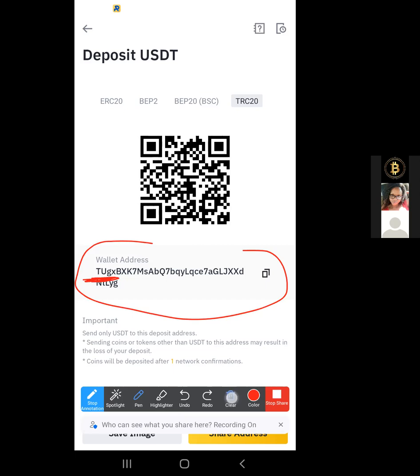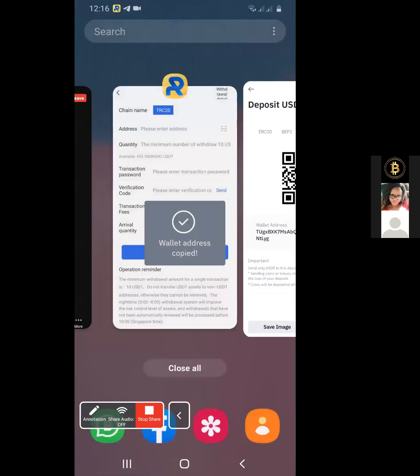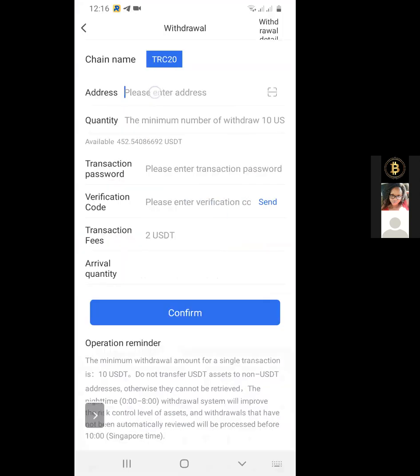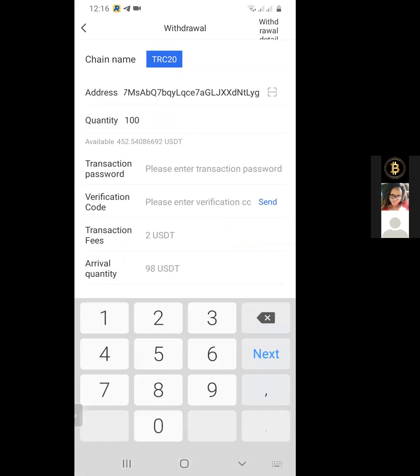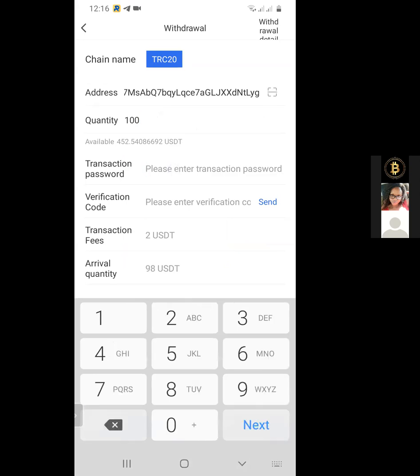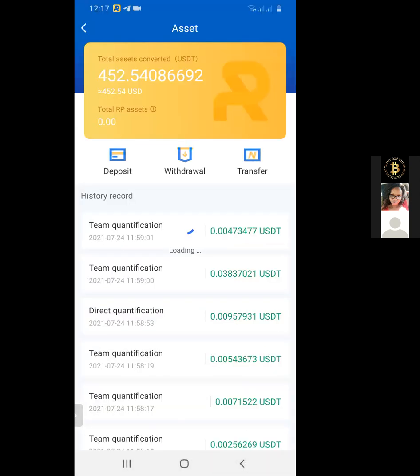Okay, so I would just copy the TRC20 address from my Binance. I come back here and I just paste it. I write how much I am withdrawing. I'm withdrawing $100. I put in my transaction password, which I would have set. This is like your PIN code. And then I send the verification code to my email. I copy and I paste it, and then I just say confirm. Within 2 minutes, the funds will be in your wallet. I will send you a video of a withdrawal that I have done so that it can guide you when you want to do a withdrawal.